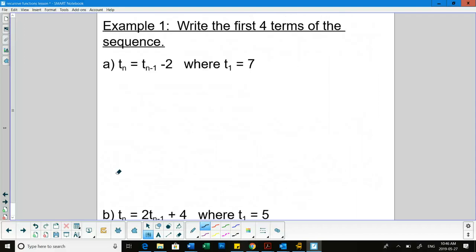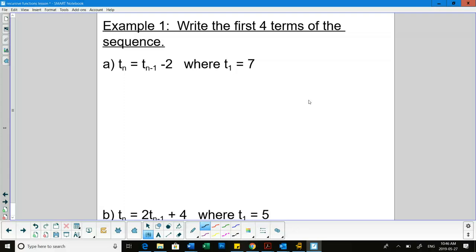Yeah, okay. All right, so I'm going to show you a sample of how we use recursive functions. This is a little bit easier because it gives us the function, and then we just find future terms in it. And then we're going to go backwards and see if we're given a sequence, if we can find the pattern and create a recursive function from it.